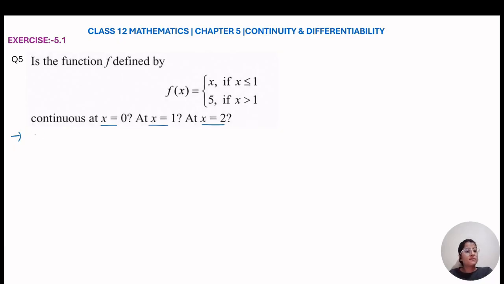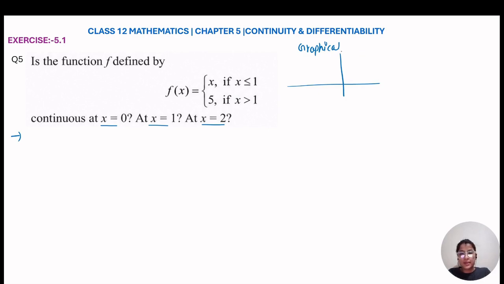Let's begin. As I said in the introduction video, you can check the continuity of a function by using its graphical definition. I will explain it here also. The graphical definition is that the function is said to be continuous at a point if you can make its graph without lifting your pen at that point. Then you can say the function is continuous at that point.